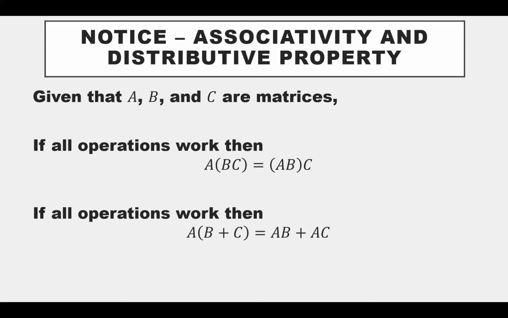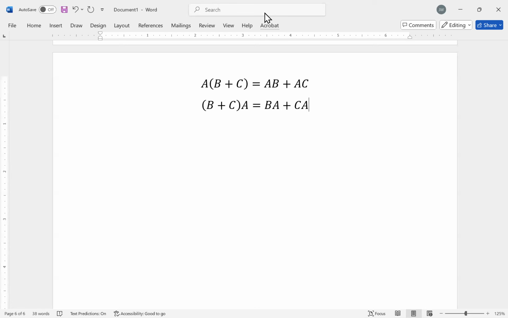Hopefully that makes sense. By the way, you may ask, what happens if A is on the other side? If A were on the right-hand side of the B plus C in parentheses, then we just distribute it the other way. So if A was on the right, we could still distribute, but we'd have to keep the A on the right-hand side when I distribute.